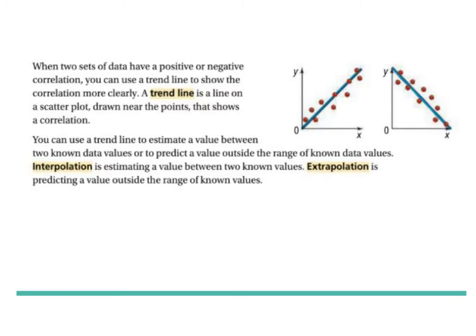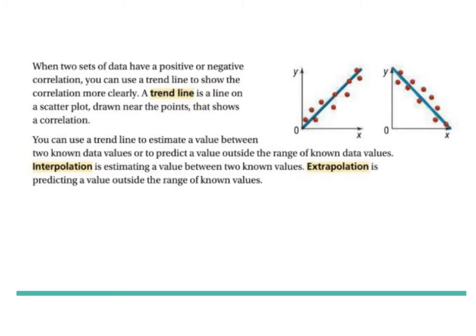Interpolation is estimating a value between two known values, and extrapolation is predicting a value outside the range of known values, okay? So interpolation is estimating a value between known values. Extrapolation is predicting a value outside the range of known values. Again, guys, I said this before. This is a conceptual lesson. A lot of vocab here, okay? Interpolation, estimating a value in between known values, and extrapolation is predicting a value outside that range of known values.